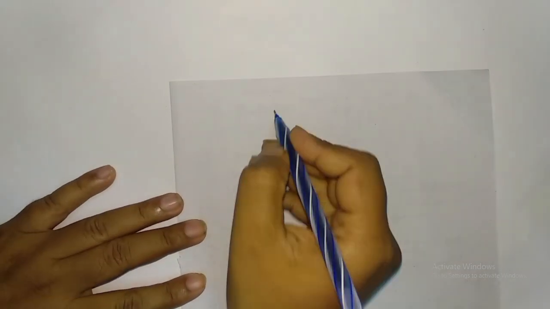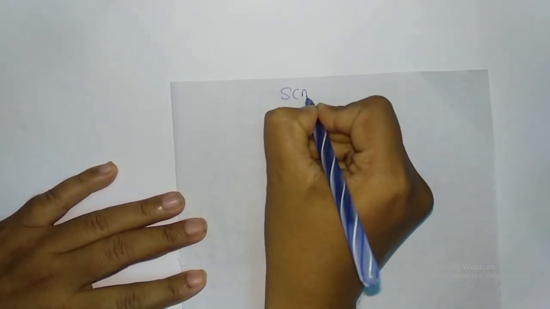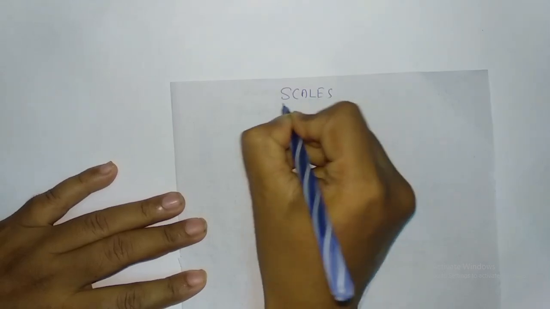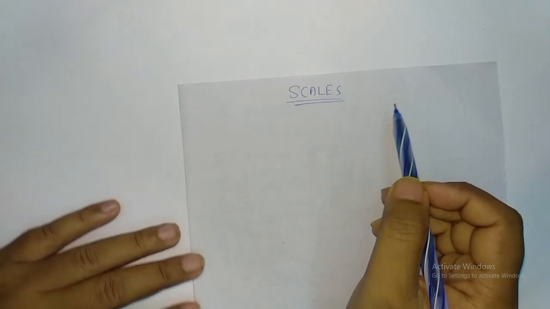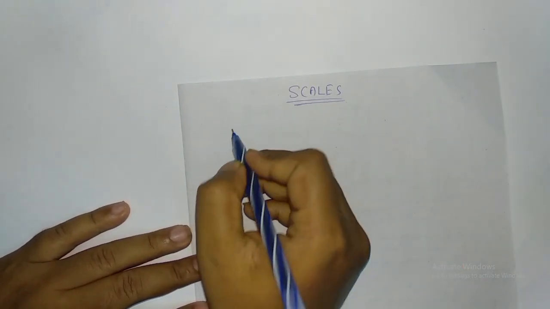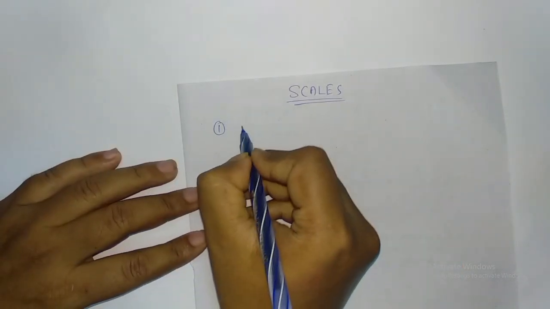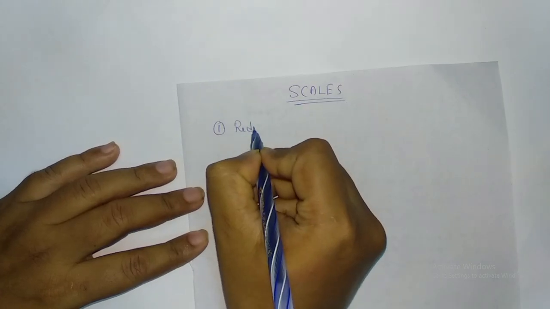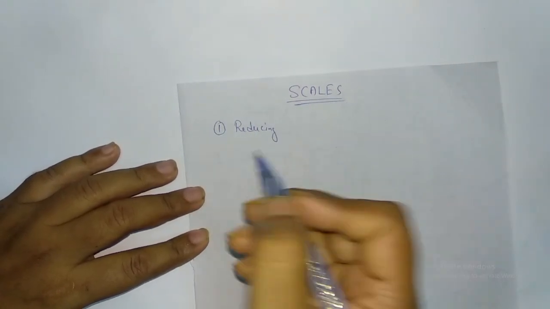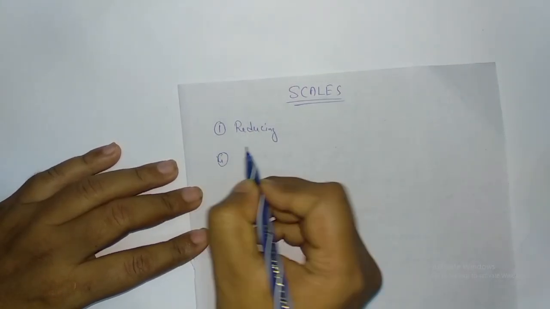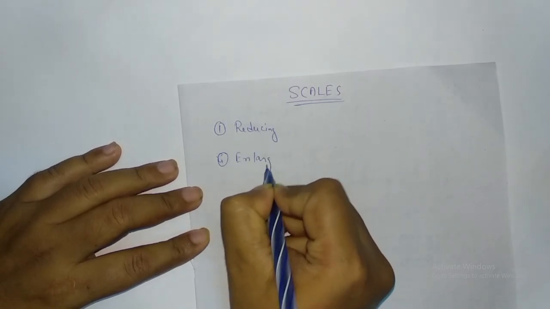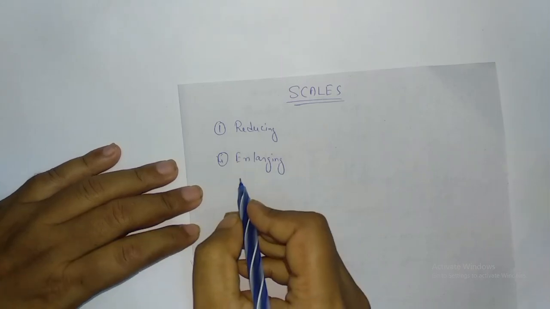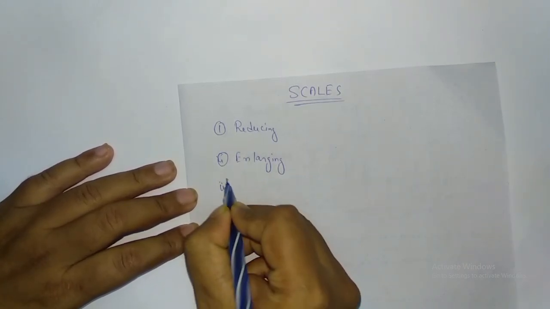So today I am going to start scales. Okay, so we have three types of scales. Suppose first one is reducing scale. Second one is enlarging scale. And third one is full size scale.